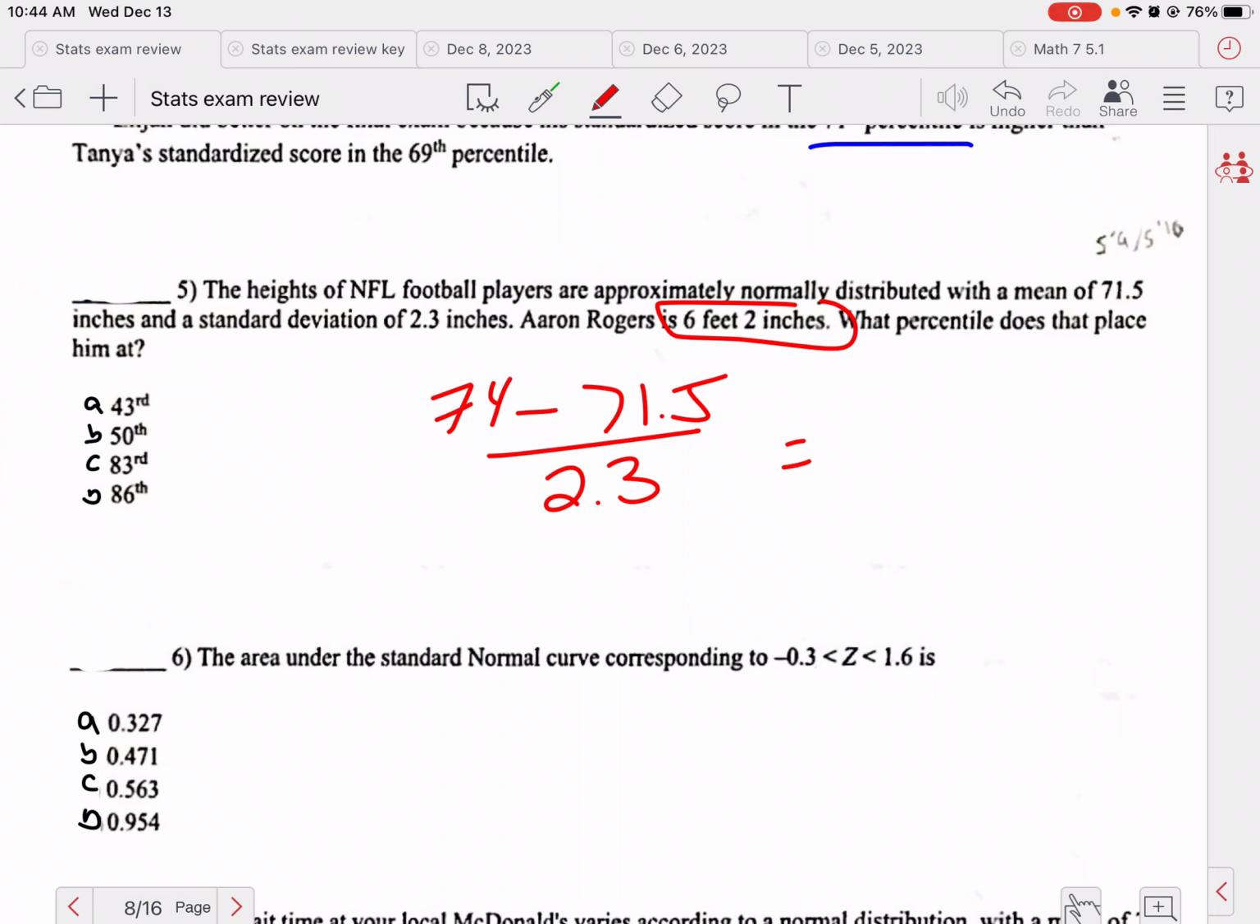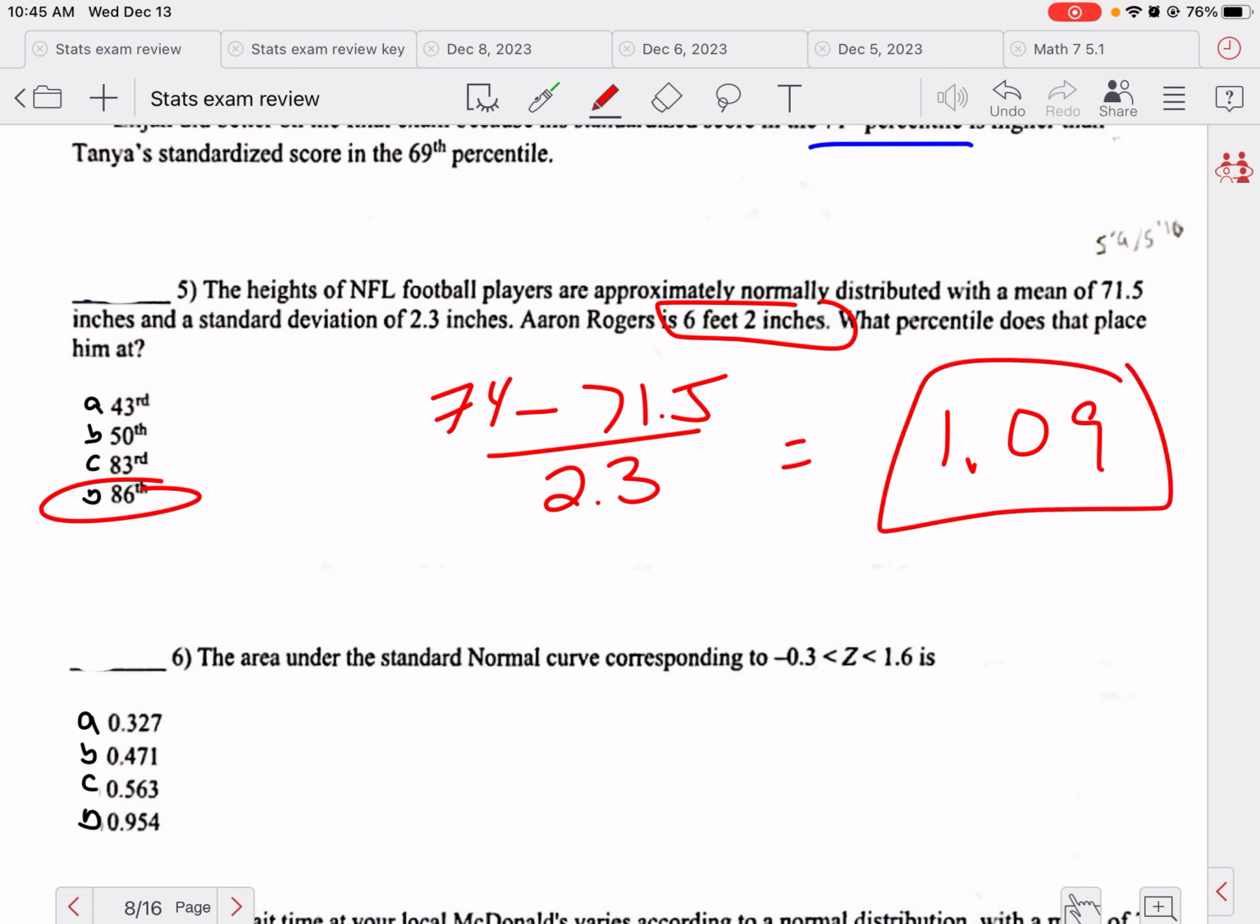I would go ahead and take a peek at that on my z-table, which I do not have pulled up here. Okay, there we go. So I'm going to look up 1.09. 1.09 is approximately the 86th percentile. So 86th percentile is my best choice. Again, I'm looking for this number on the outside of this z-table, not the inside. The inside is when we're given a percentage.